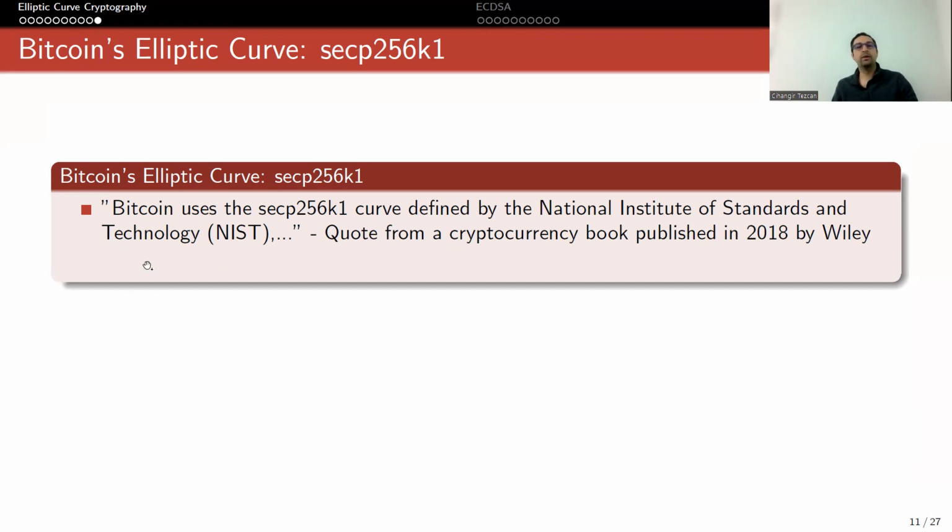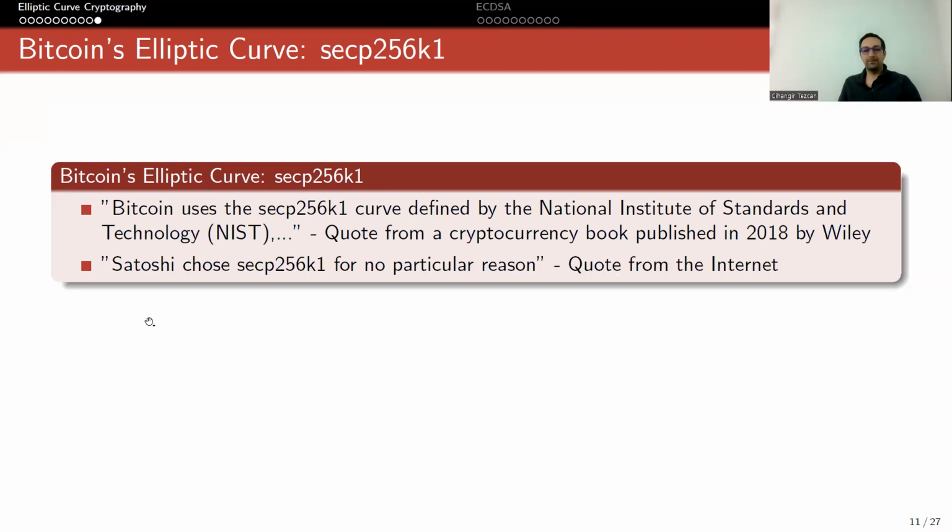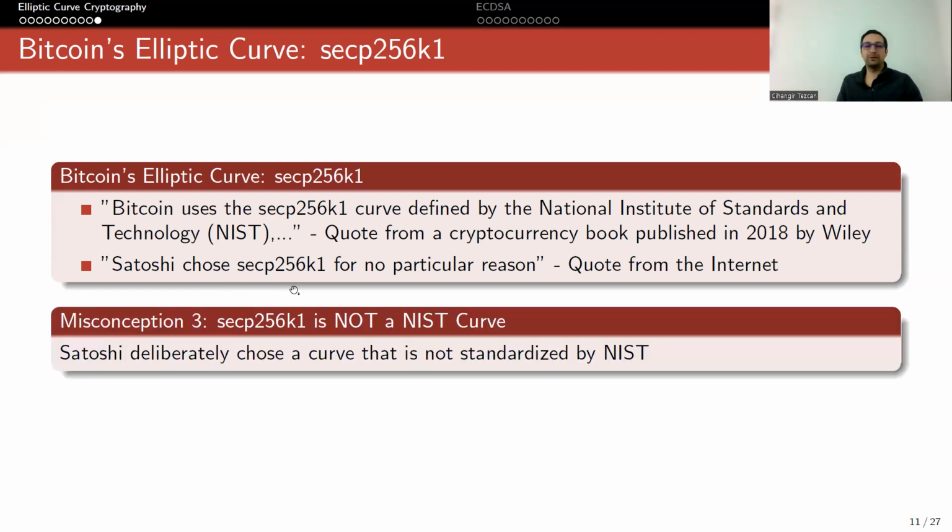Let's see an example in a minute, but let's first correct a few misunderstandings. As I mentioned before, there are many books saying that Bitcoin uses this elliptic curve defined by the National Institute of Standards and Technology. This is a quote from a recent book published in 2018 by Wiley. Actually, this is not defined by NIST. It was deliberately chosen so that this is not a NIST curve. Satoshi deliberately did that. There are some quotations saying that Satoshi chose this elliptic curve for no particular reason. No, he deliberately chose this, knowing that it is not a NIST standard.